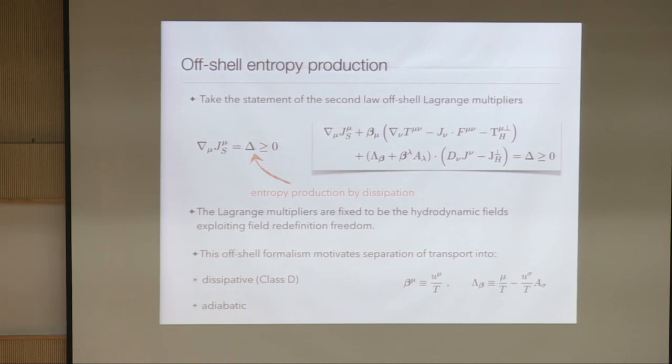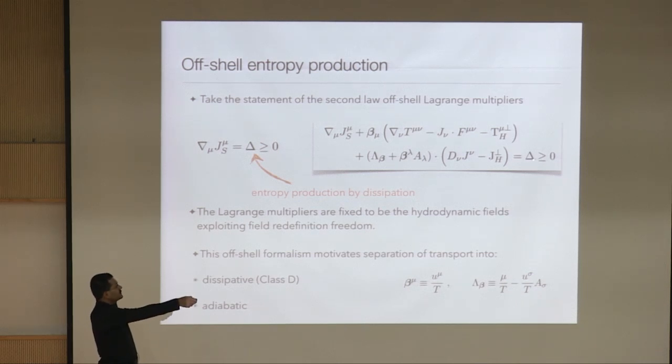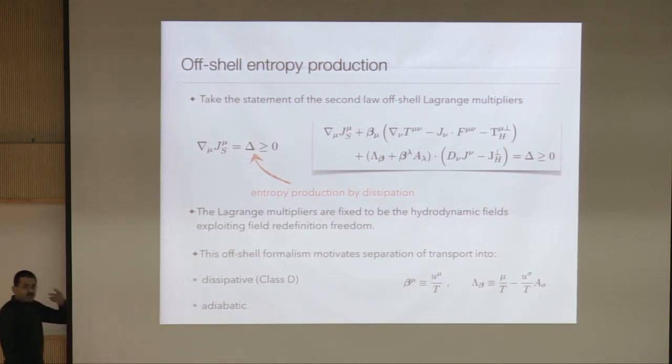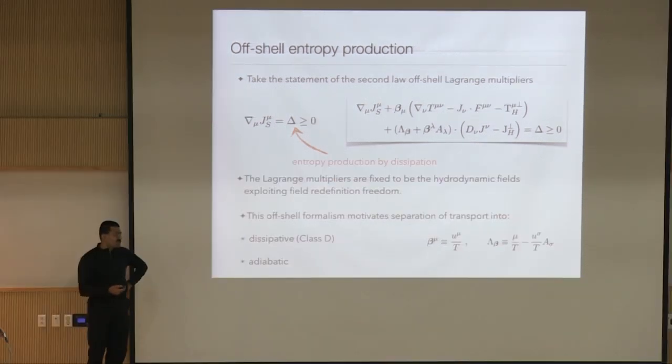In fact, you can do even better. You can do this by first thinking of this as an inhomogeneous equation with a non-trivial source term Δ on the right hand side. You can solve it by asking for all solutions which guarantee Δ is non-zero and positive, and then separately solving the homogeneous piece which sets this whole thing to 0. Okay? So I'm going to do that, and that motivates a very nice way of thinking about hydrodynamic transport in two distinct pieces. One which leads to entropy production, which of course has to be dissipative, so I'm going to call it dissipative or class D.